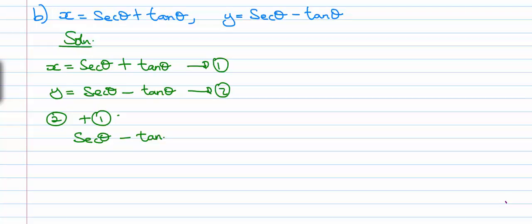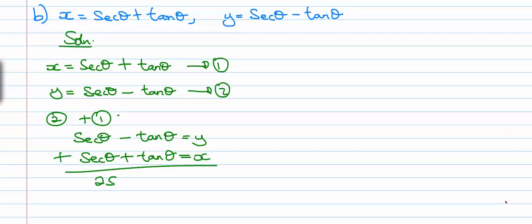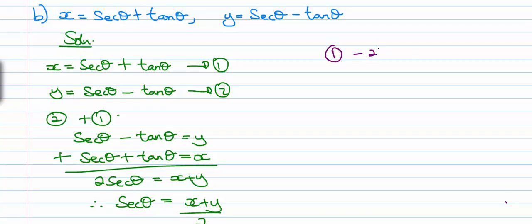And once I add those two equations, I'll obtain sec theta minus tan theta is equal to y, and sec theta plus tan theta is equal to x. You'll observe that once we add sec theta plus sec theta, you get 2 sec theta, and once you add negative tan theta plus tan theta, you'll get 0, and once you add y plus x, you'll get x plus y. And therefore, making sec theta the subject, you'll have x plus y over 2, and we would have gotten sec theta.